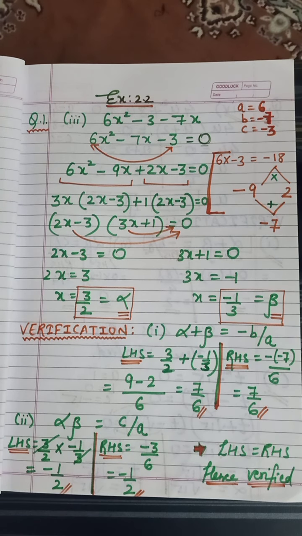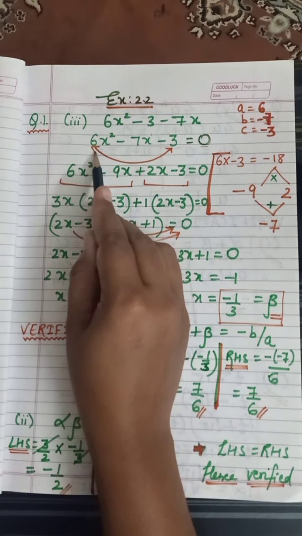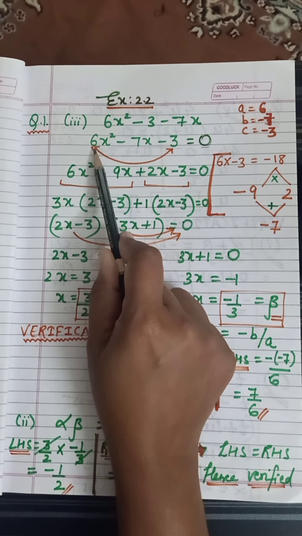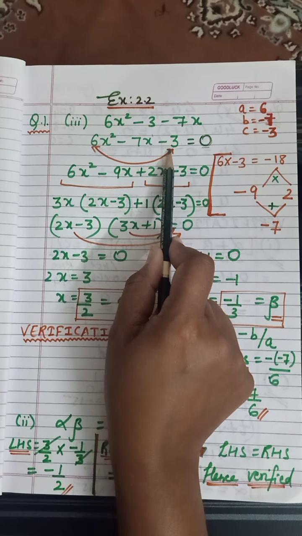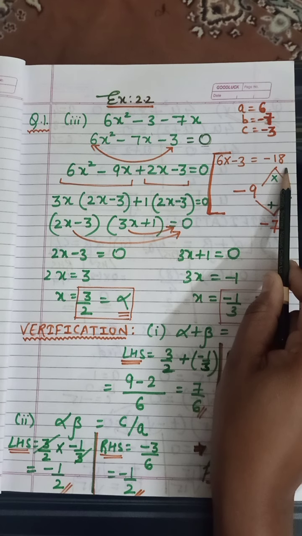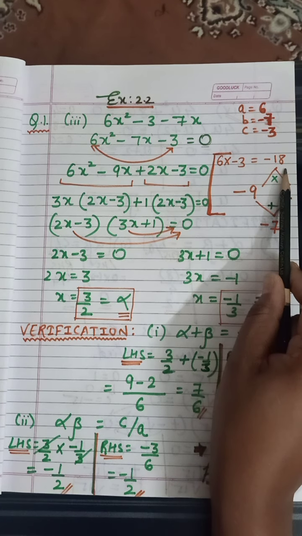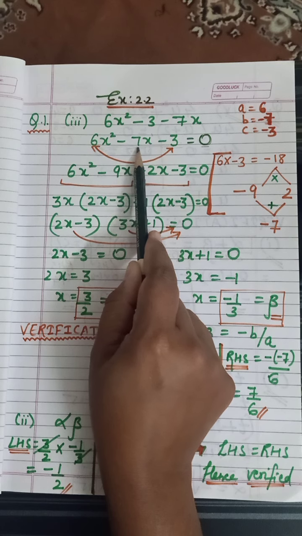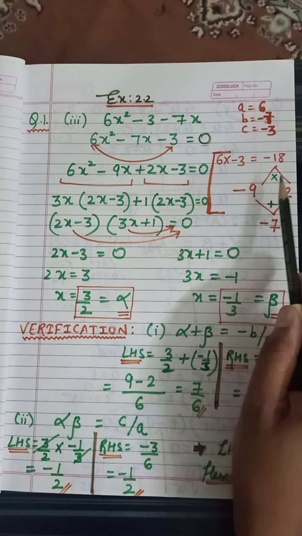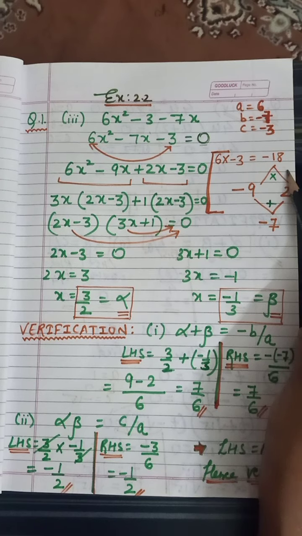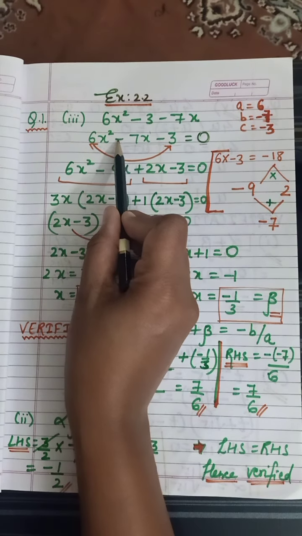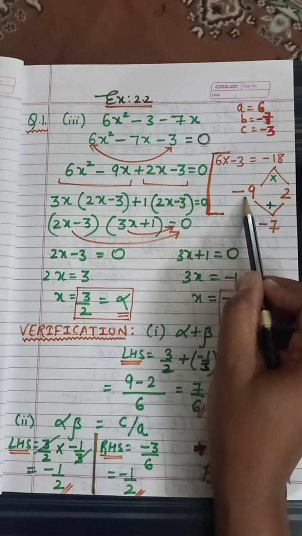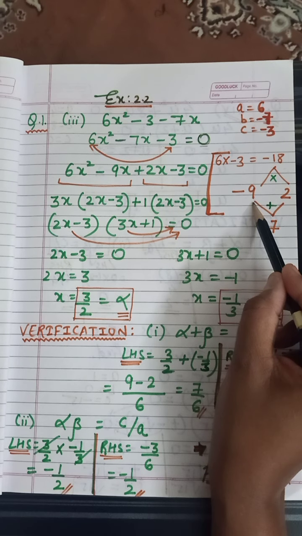Now let us solve this by splitting the middle term. So the first step is the coefficient of x square will multiply with the constant term. So here the coefficient of x square is 6 and the constant term is minus 3. So 6 into minus 3 is minus 18. I have to search the factors of minus 18 such that the sum should be minus 7, which should be equal to the coefficient of the middle term, that is minus 7. So yes, I know 9 twos are 18. Okay, but here the middle sign is minus. So remember this point: if the middle sign is minus, then the bigger number will have the minus sign.